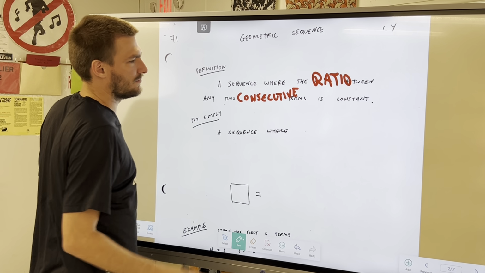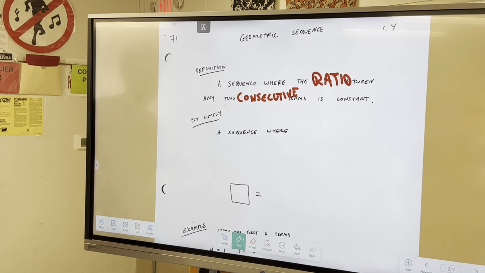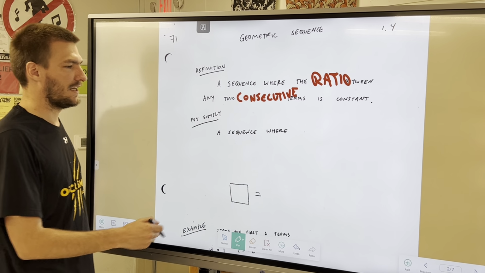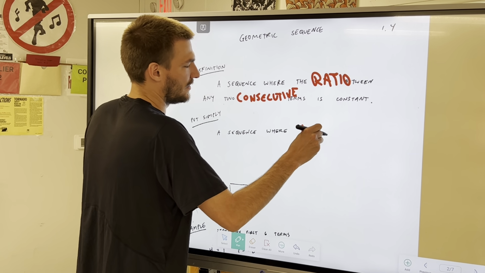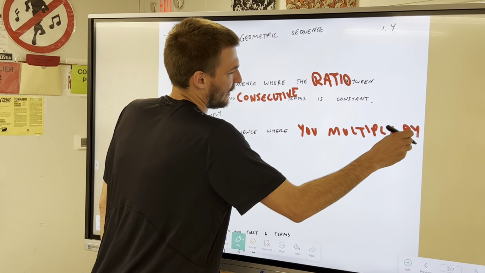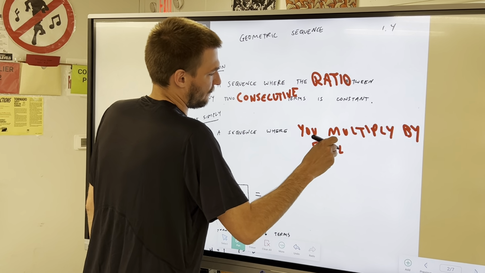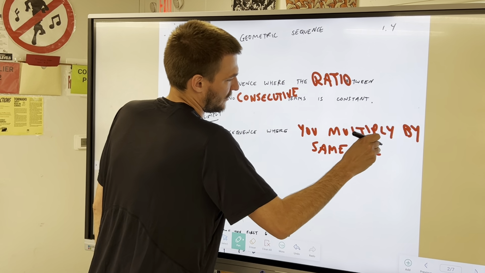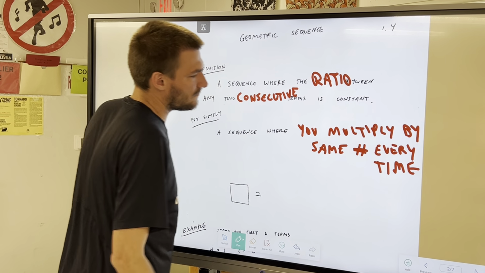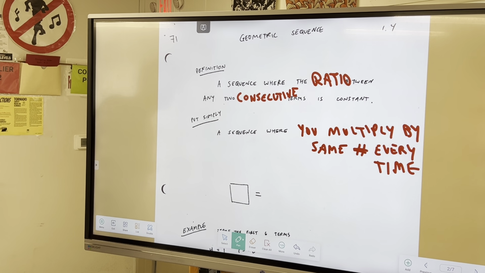consecutive terms is constant. Put simply, when you learn geometry, they tell you, it's just a sequence where you multiply by the same number every time. I'm sure we feel pretty good about that.